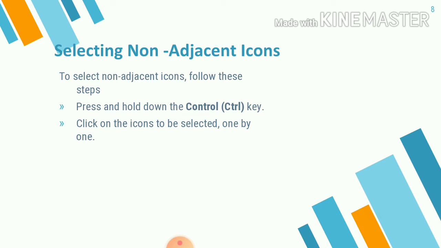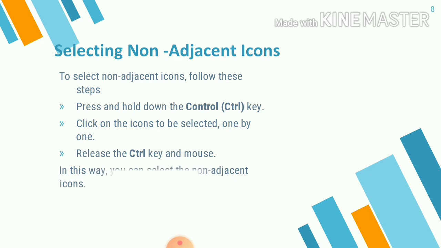It means if you do not have to select all the icons, and only some icons, you have to click through the mouse one by one. Select icon after icon, so that, if you have 10 icons on your desktop and you have to select any 5 icons, you press the control key on your keyboard, hold it down, and then with the mouse click on those 5 icons one by one. Now release the control key and the mouse, and your 5 icons will be selected. So in this way you can select non-adjacent icons.